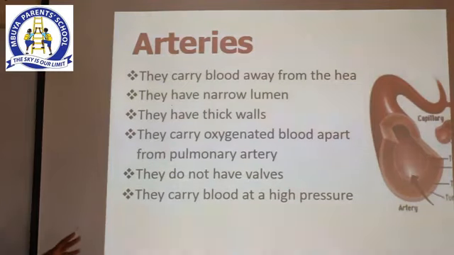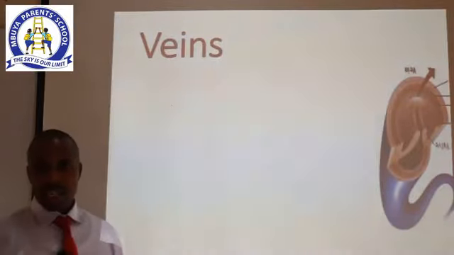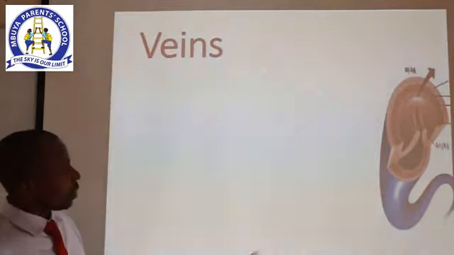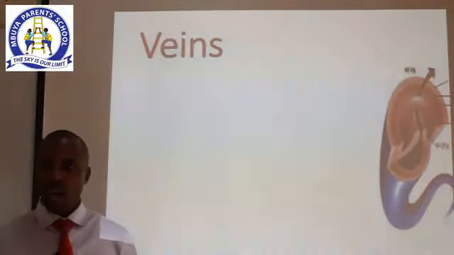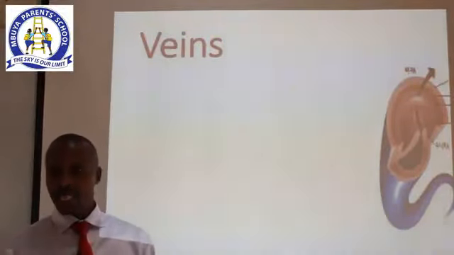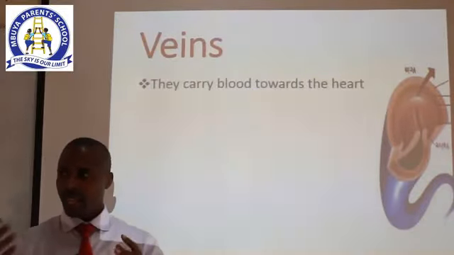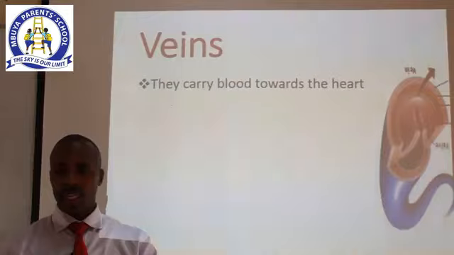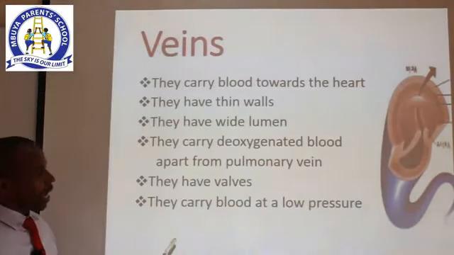Now let's go to another type of blood vessels, which we call the veins. The veins are blood vessels that carry blood to the heart, while the arteries carry blood away from it. Those were the arteries. Now we are looking at the veins. They carry blood at a low pressure.